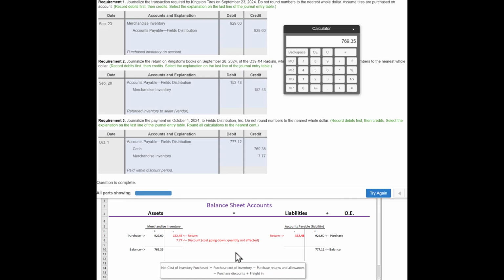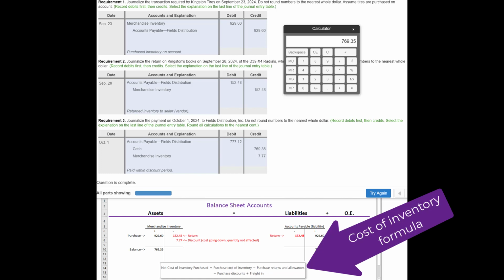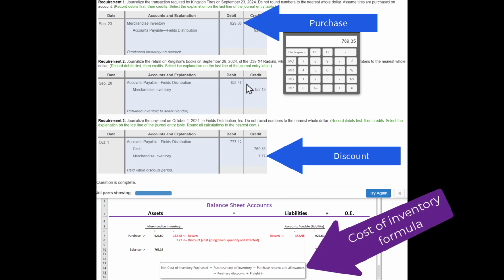And just one final thing, remember, besides using a T account to calculate the cost of the inventory, another way is to take the purchase cost of the inventory, $929.60, minus any returns, here's the return $152.48, minus the discount, which is right here, and then add any freight in, but we didn't have any freight in. So that's another way to calculate the cost of the inventory without using T accounts. The T account actually does the same thing. But that's it.